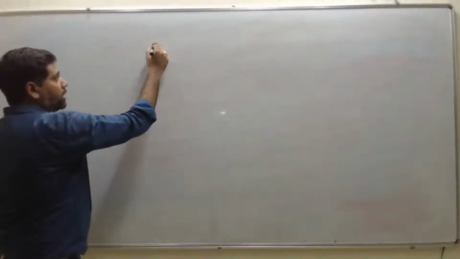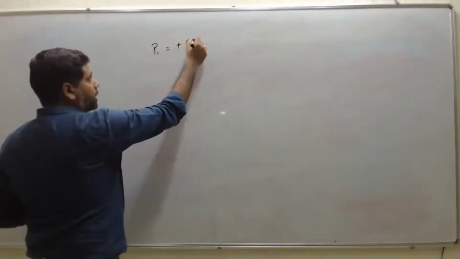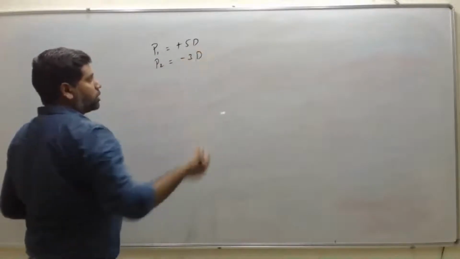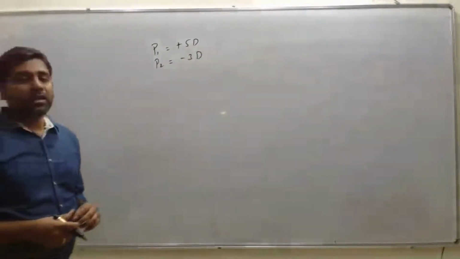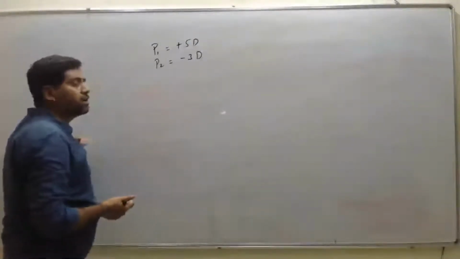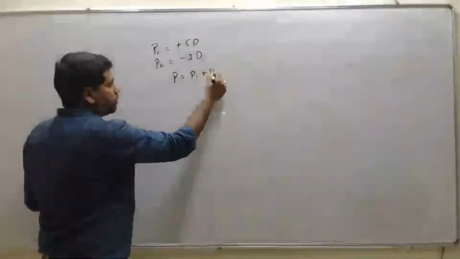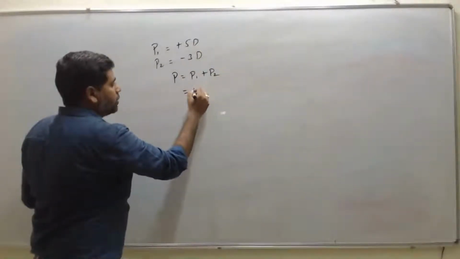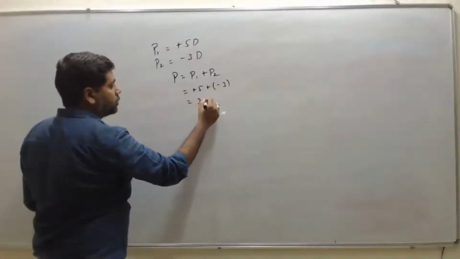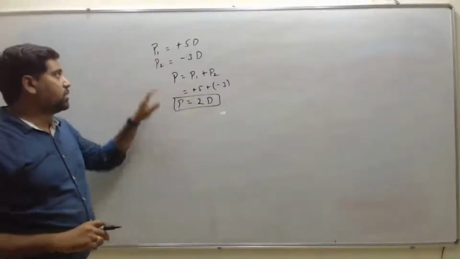They gave two lenses of power. They gave P1 is equal to plus 5 diopter and P2 is equal to minus 3 diopter. Then find the net power of the lens, net power of the lenses in contact. We know the formula P is equal to P1 plus P2. They gave P1 as plus 5 and P2 as minus 3, then it becomes 2 diopter. So like this question they ask for 1 mark, that is power.